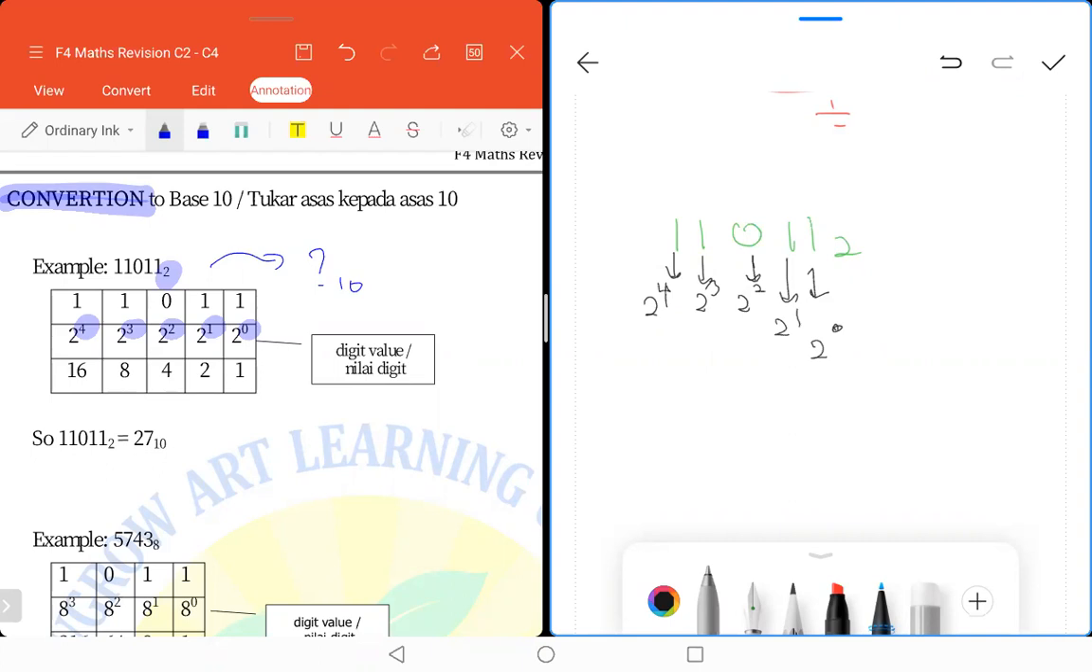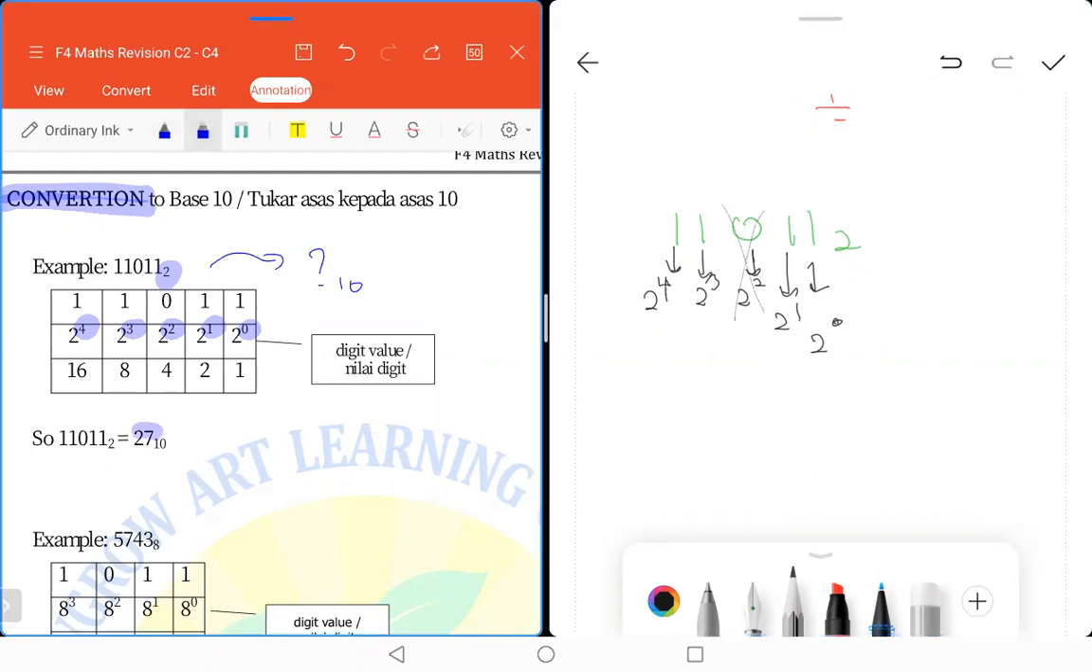So key in the calculator: 1 times 2 power 0 plus 1 times 2 power 1 plus 0, no need. Okay, you know 0 times whatever is also 0. Then plus 1 times 2 cube plus 1 times 2 power 4. So you will get the answer in base 10 is 27. Alright, 27.